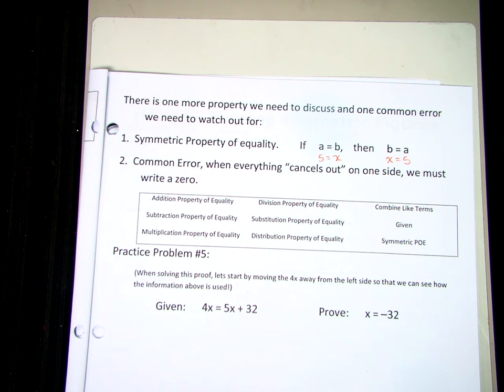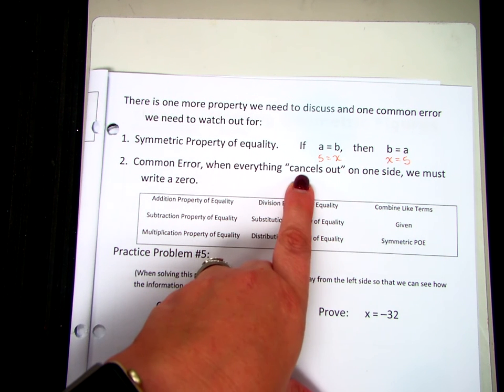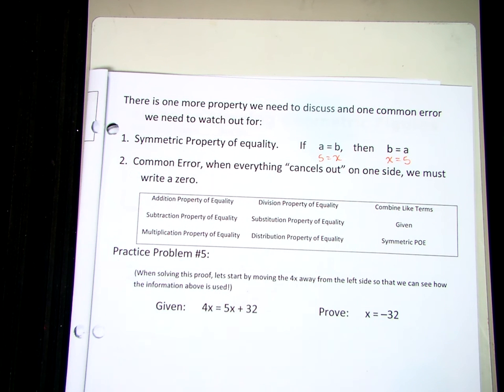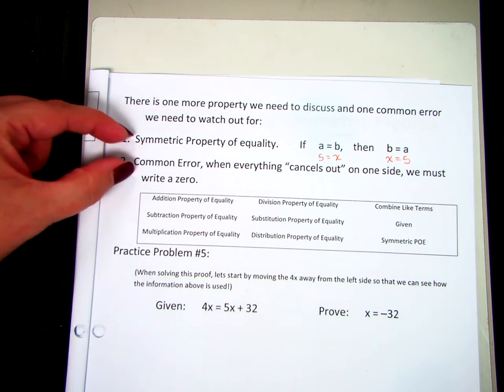Okay, a common error we see a lot in geometry or in solving algebra problems is when everything cancels out on one side. We need to remember that it doesn't just go into the black hole of the abyss. There's actually a 0 then left on that side of the equals. Okay, so we're going to do one more practice problem, and it's going to involve both of these.